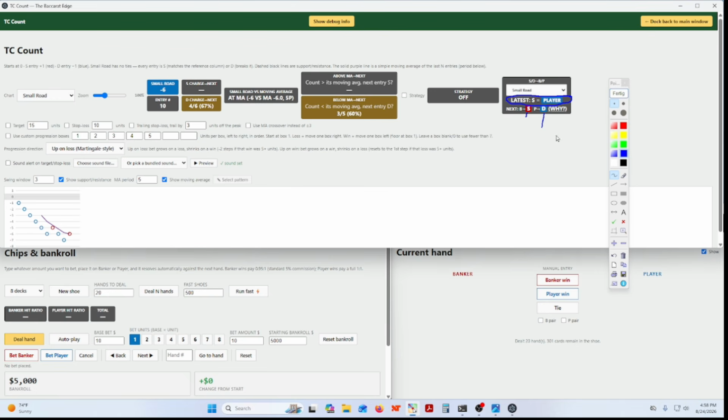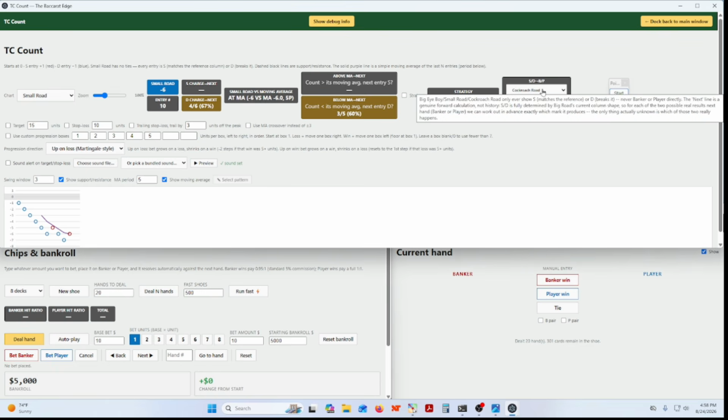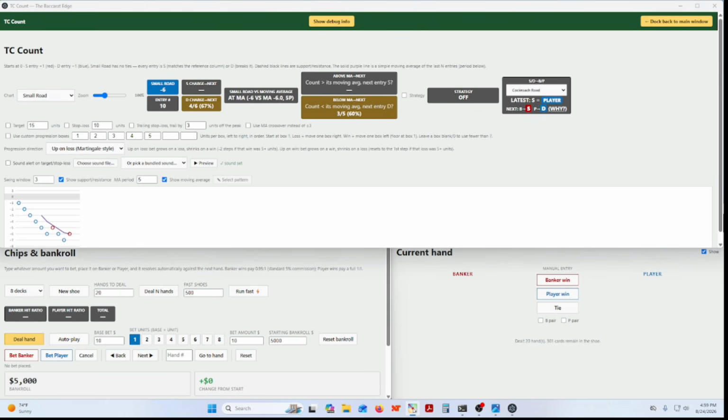It gets confusing, and this is why a lot of people don't like looking at the other roads, because it gets real confusing real fast. Pick a road and master it. Whether it's going to be Big Eye Boy, whether it's going to be Small Road, or whether it's going to be Cockroach Road. Pick a road and master it. Okay? Just some tidbits for you. All right?